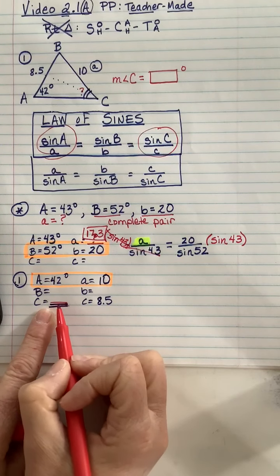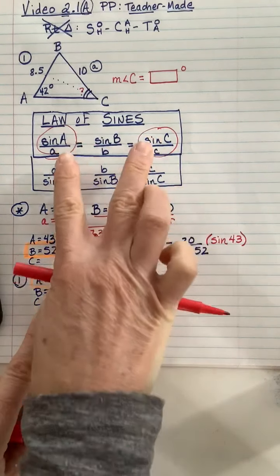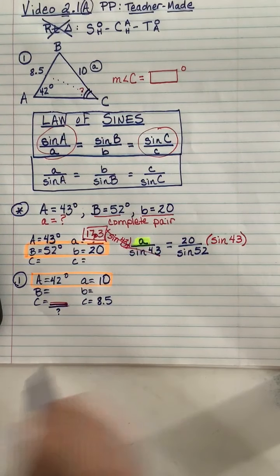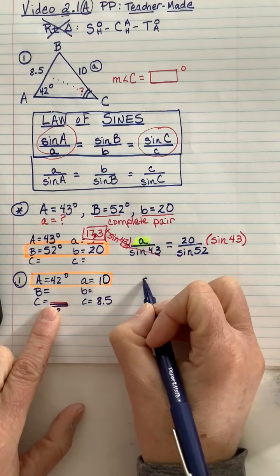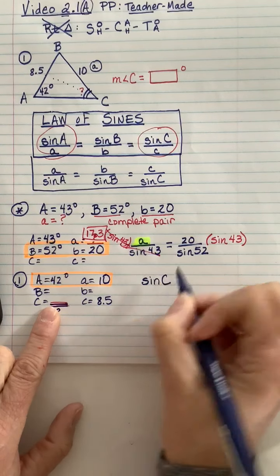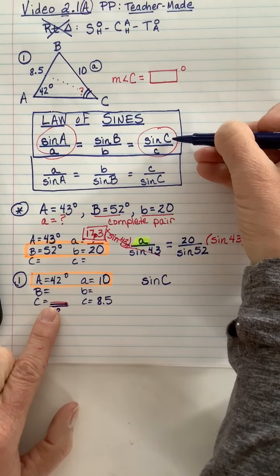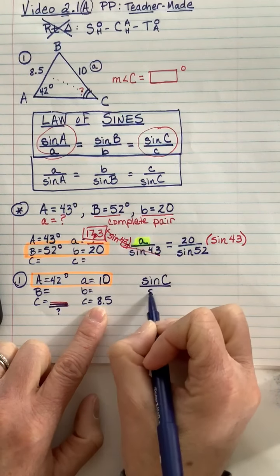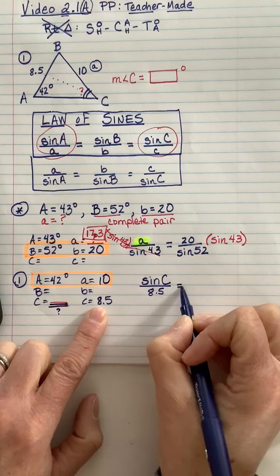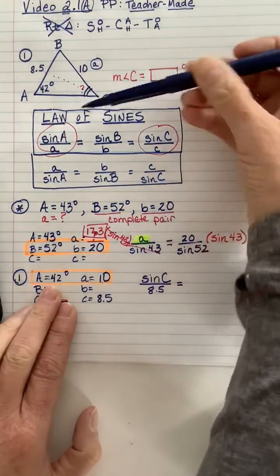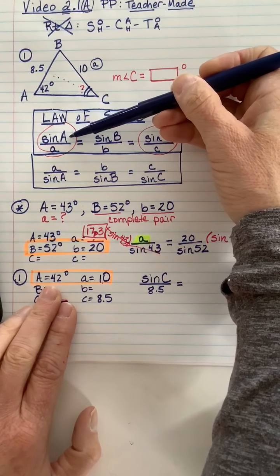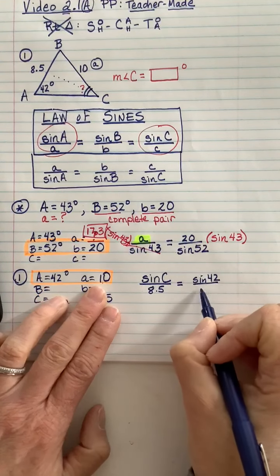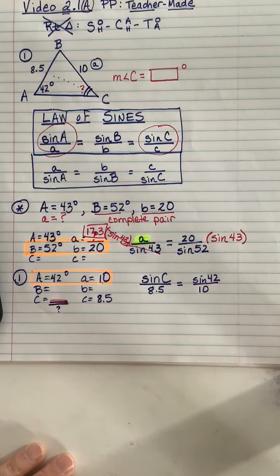Okay, so I'm going to start with my unknown. Remember, with an equivalent expression, I can do whatever order I want. So as I set up this one, I'm going to start with my unknown, sine of big C, divided by the corresponding side, 8.5, is equal to, now I've got to do this one in the same order. So this time my angle's on top. Sine of 42 divided by the corresponding side, which is 10.